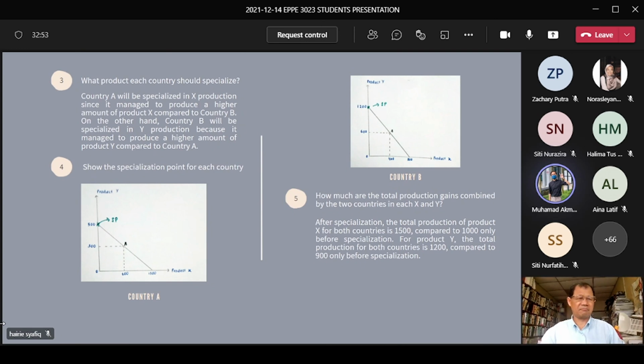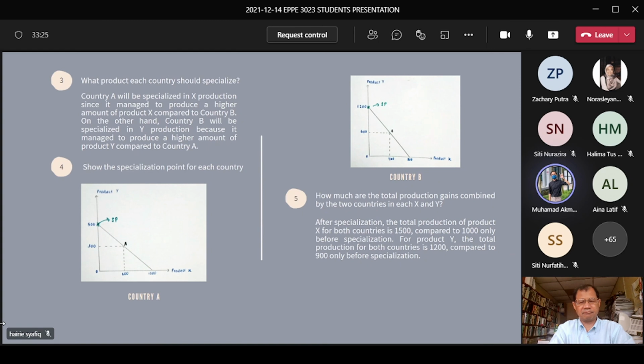All right, question 5: how much are the total production gains combined by the two countries in each of X and Y? After specialization, the total production of product X for both countries is 1,500, compared to only 1,000 before specialization. For product Y, the total production for both countries is 1,200, compared to only 900 before specialization. So where did I get the 1,000? The 1,000 is actually based on the question itself.